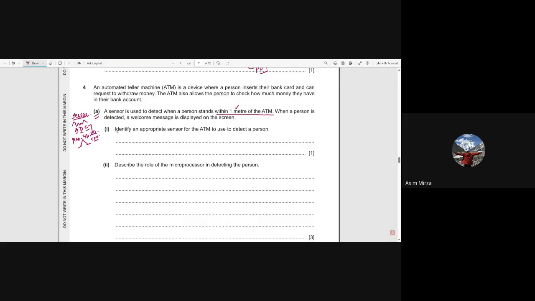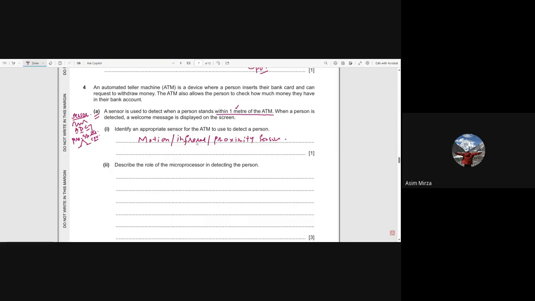Okay, that's fine. Identify an appropriate sensor for the ATM to use to detect a person. Okay, there can be more than one sensor. Motion sensor, that's okay. Then if you write infrared, then it's fine too. And maybe proximity sensor. Okay.